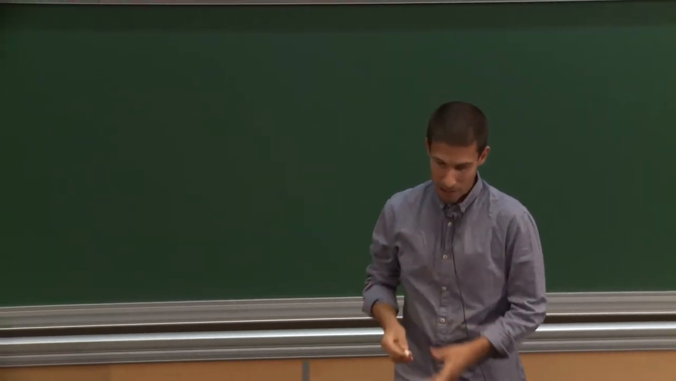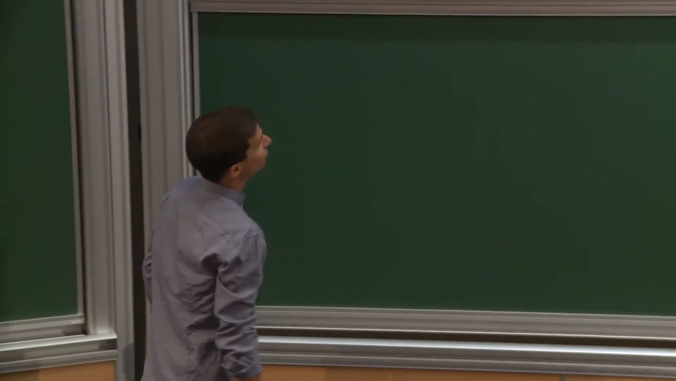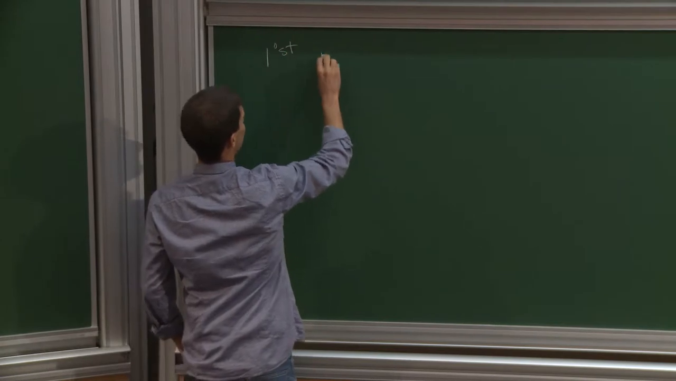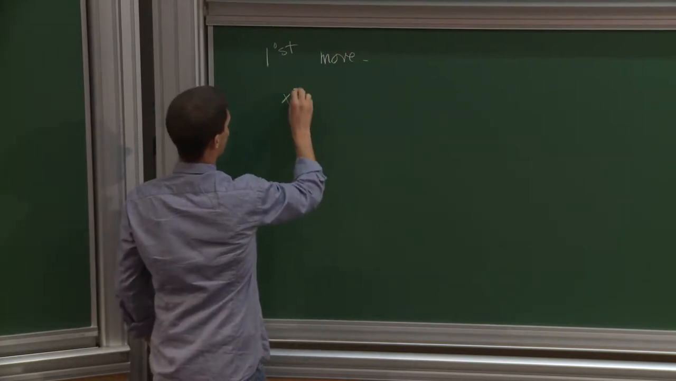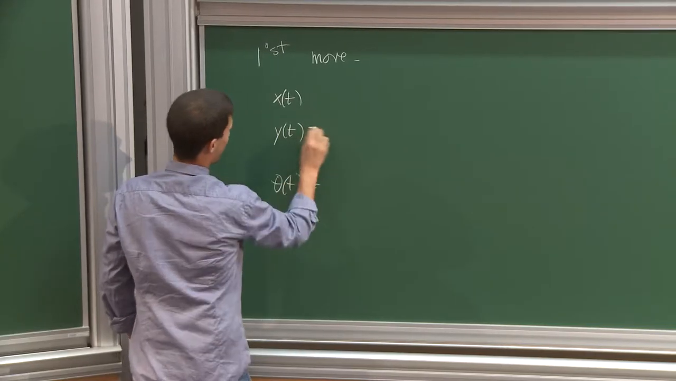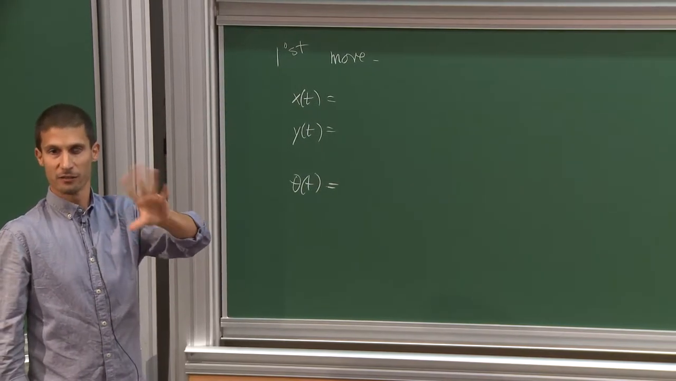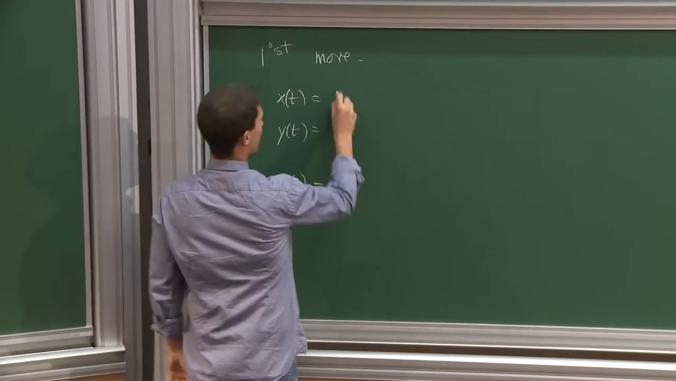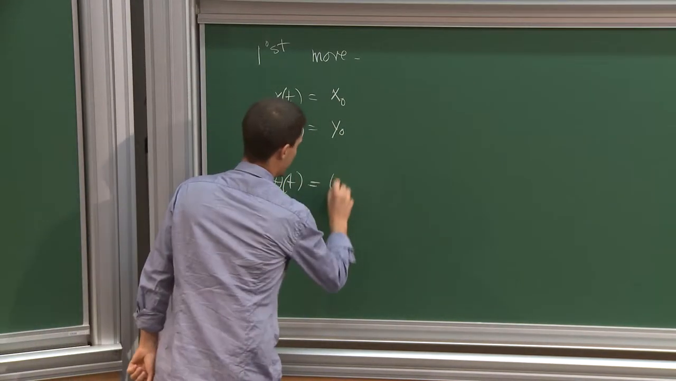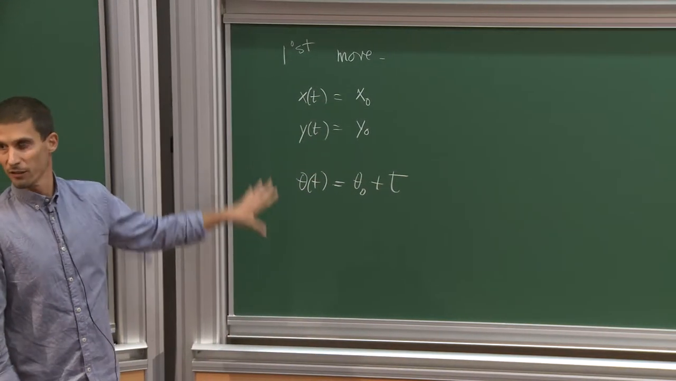Okay, so what are the movements that are allowed? If we think to curves, the first movement is rotation while staying on the same position. So in this case, we will have an initial position, x0, y0, and theta of t will be theta 0 plus t. Let's say that this is a movement, okay?